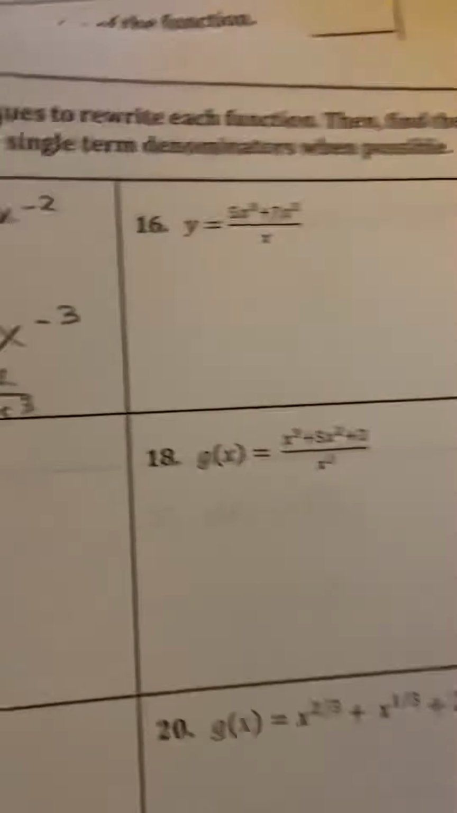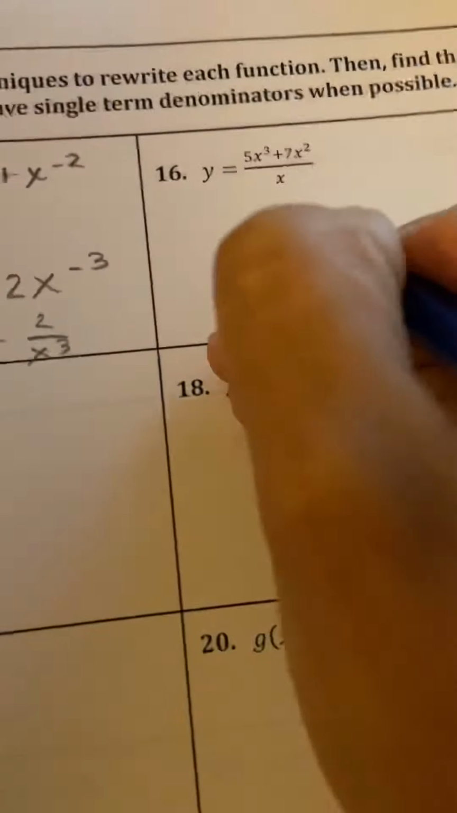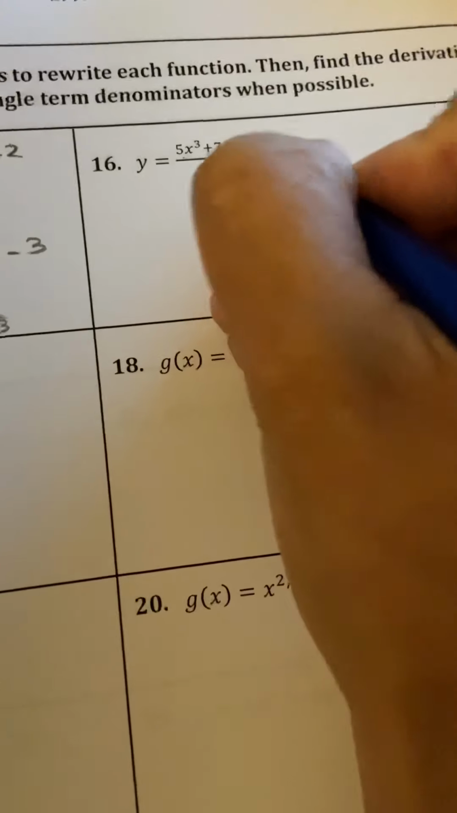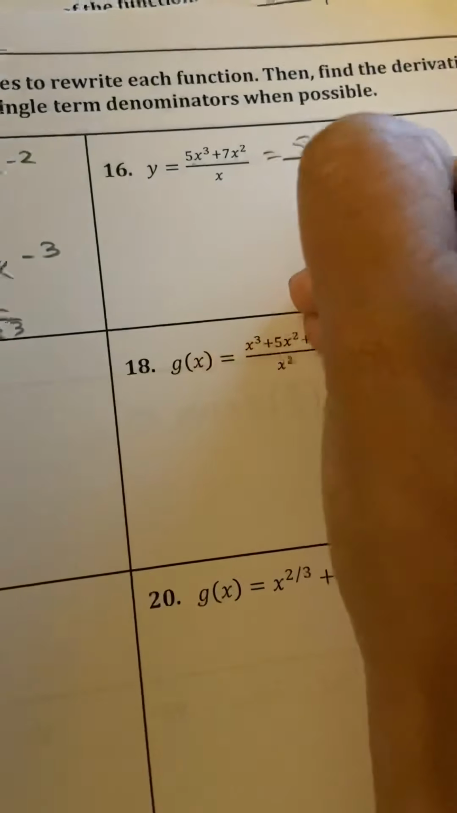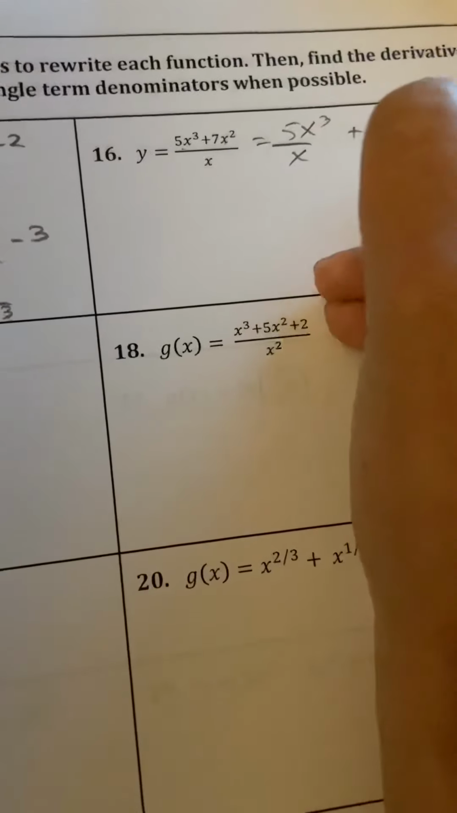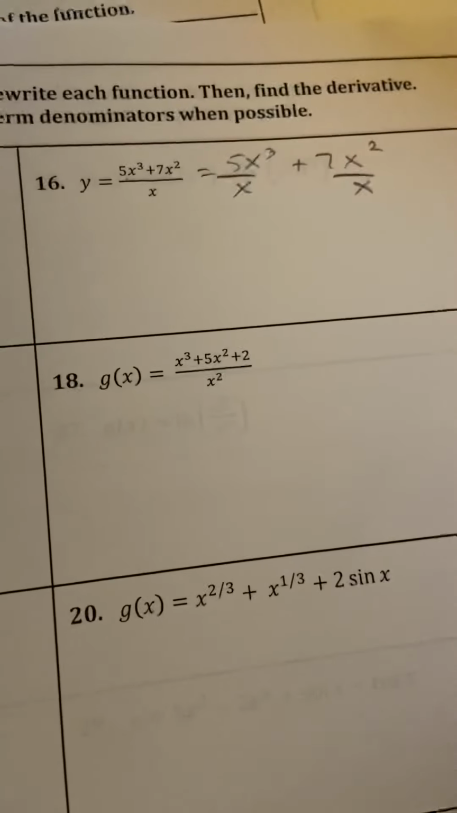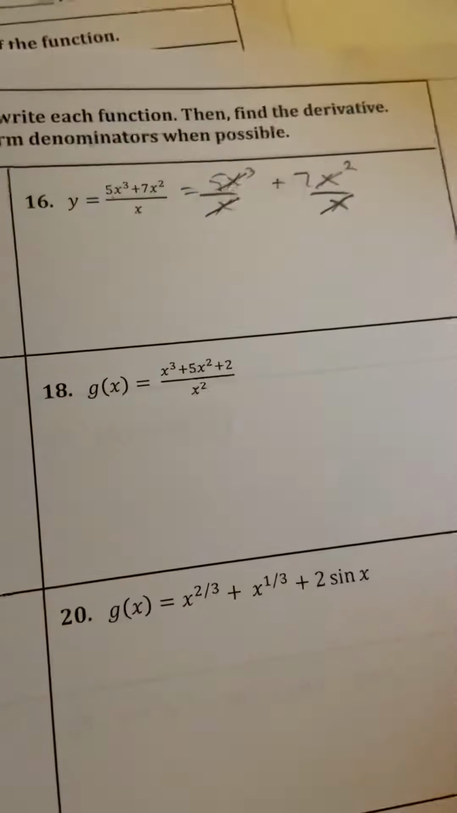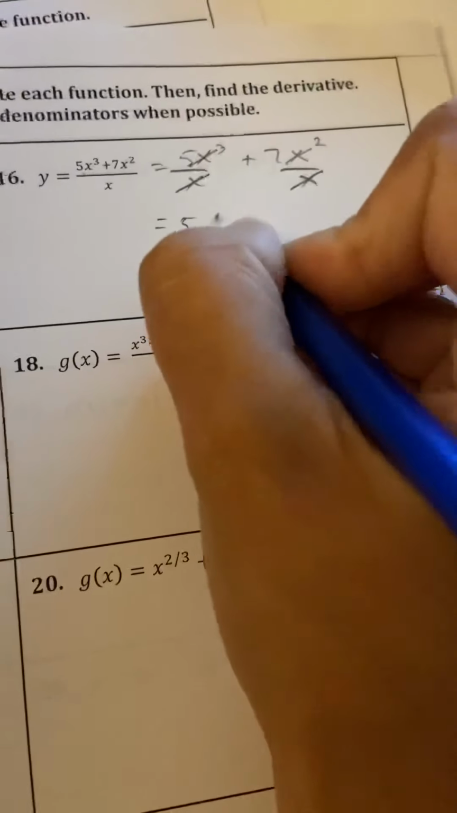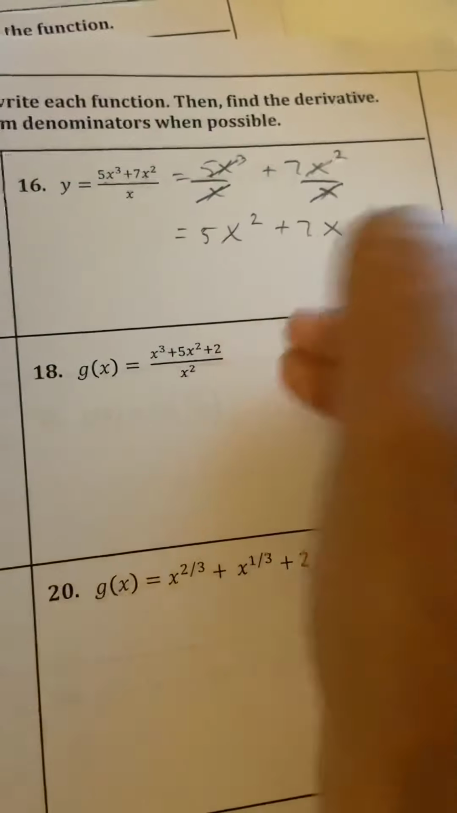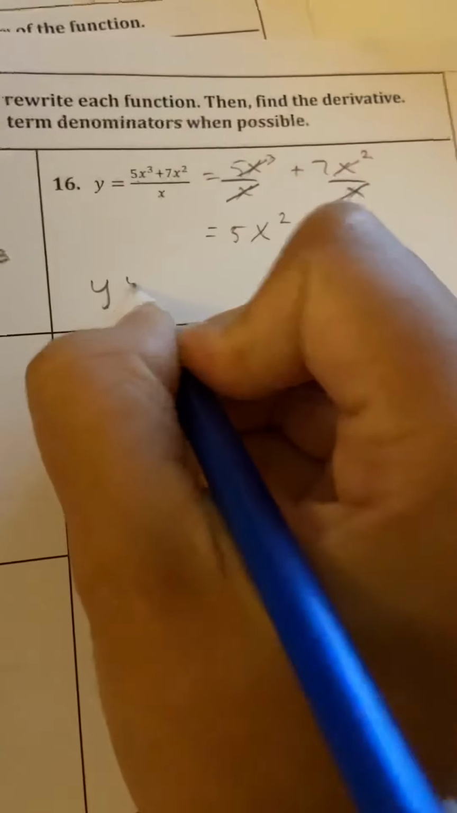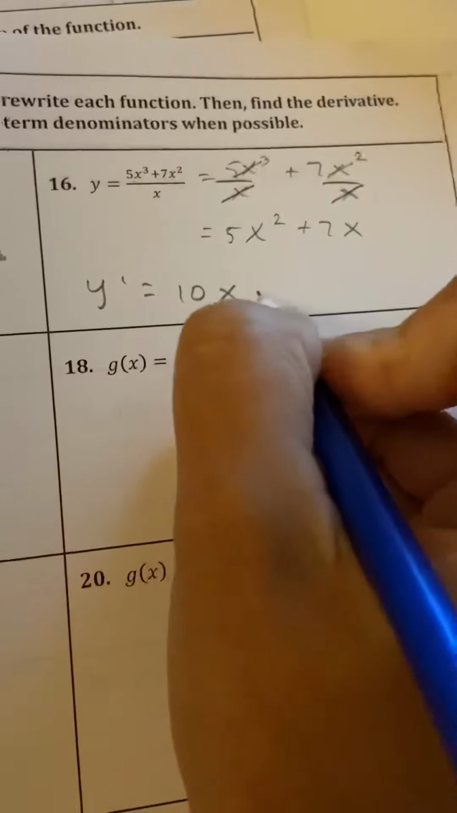Number 16, break it up. That x belongs to every term on your numerator, so it would be 5x cubed over x plus 7x squared over x. Okay, and the x's cancel. 1x cancels with 1x here. This x cancels with 1x there. So I would have 5x squared plus 7x. Now I can find the derivative easy. So y prime is equal to 10x plus 7.